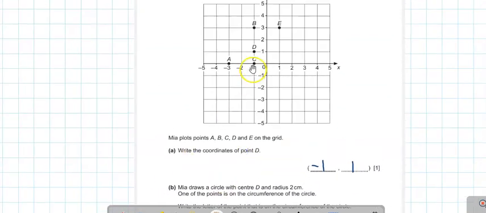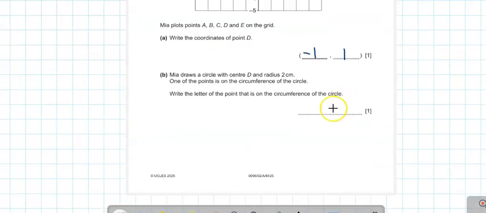Imagine if we start a circle from D. We need a point 2 steps away from D. Of course, it's B. Again, if we put the center of the circle here on D and the radius is 2 centimeters, it means 2 centimeters or 2 squares away, because he mentions in the question every square equals 1 centimeter. So B will be on the circumference. Next question.